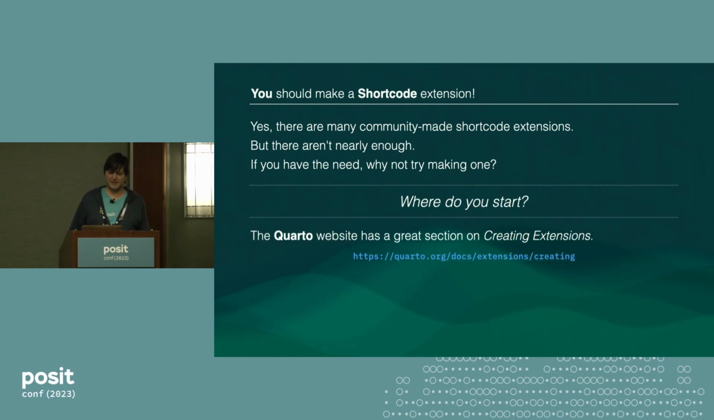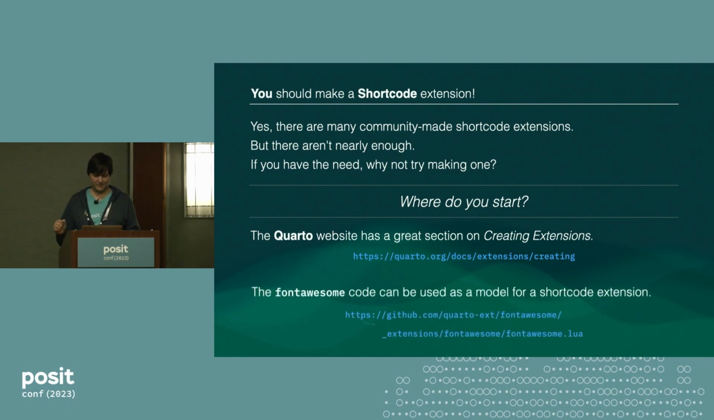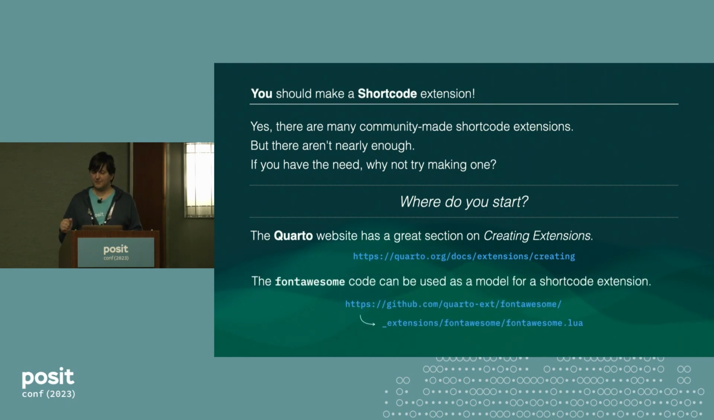Well, the Quarto website, again, go to that. It has a great section on creating extensions. It's just extensions/creating. And not only that, you can use other extensions which are already built as a model for a shortcode extension. Like fontawesome, that one's incredible. I just went to the repo, went to the Lua file, and I just used that to make my own extension. It was great. And then our next speaker actually wrote that, Carlos.